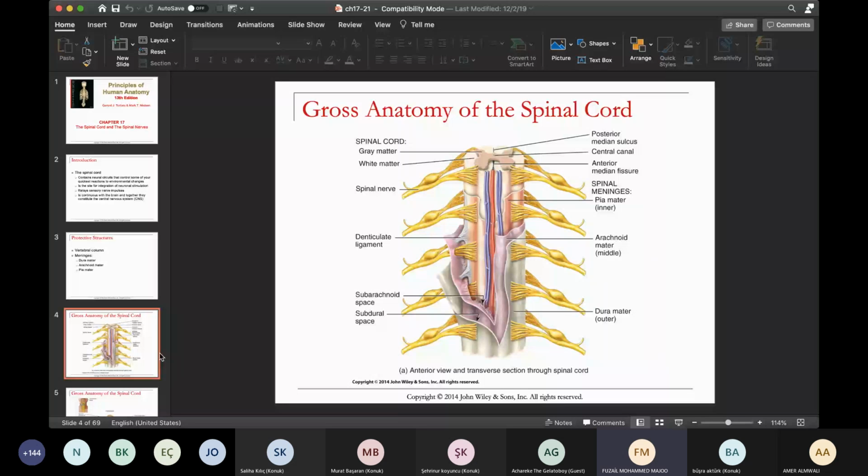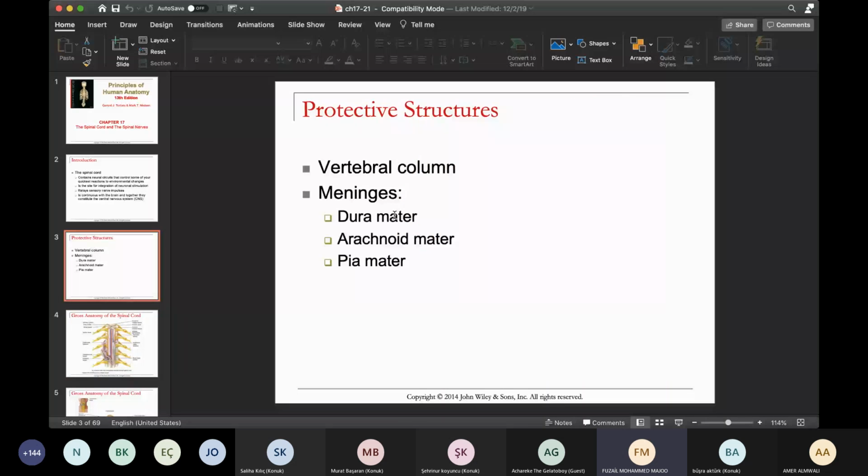So again, the vertebral column. Where do you find your spinal cord? The spinal cord is found within the vertebral column. And again, these are all the backbones. If you remember, there's an opening, the vertebral canal, that all the backbones form. In addition to that, protecting the spinal cord, there's also the meninges.